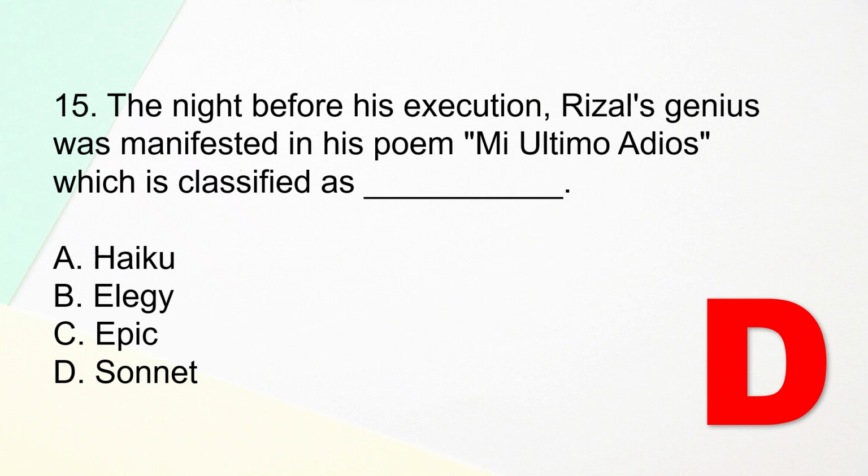So let's discuss the other choices. Why are they incorrect? Letter A, haiku. Haiku is a short Japanese poem of 3 lines and 17 syllables. Okay, so that's wrong. Letter B, elegy. There are debates about this question of what is the best answer, elegy or sonnet, but majority answered sonnet because while the poem Ultimo Adios mourns his impending death, its structure is a sonnet, so this is not a general elegy.